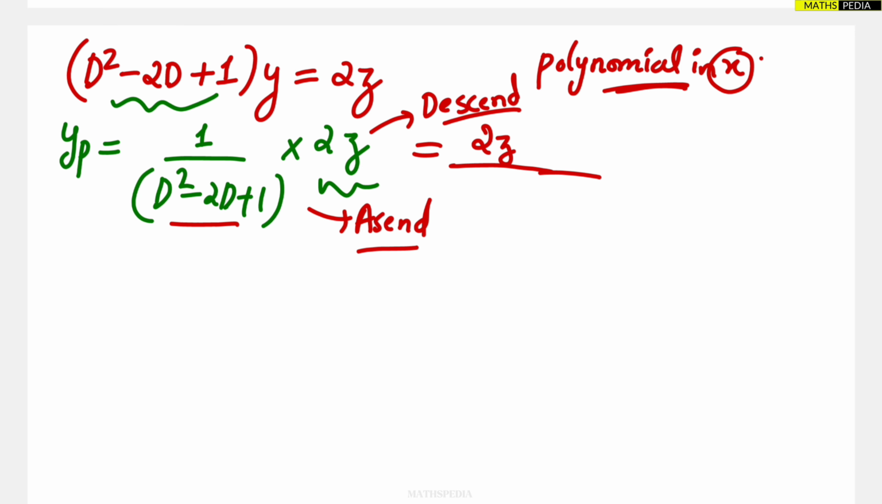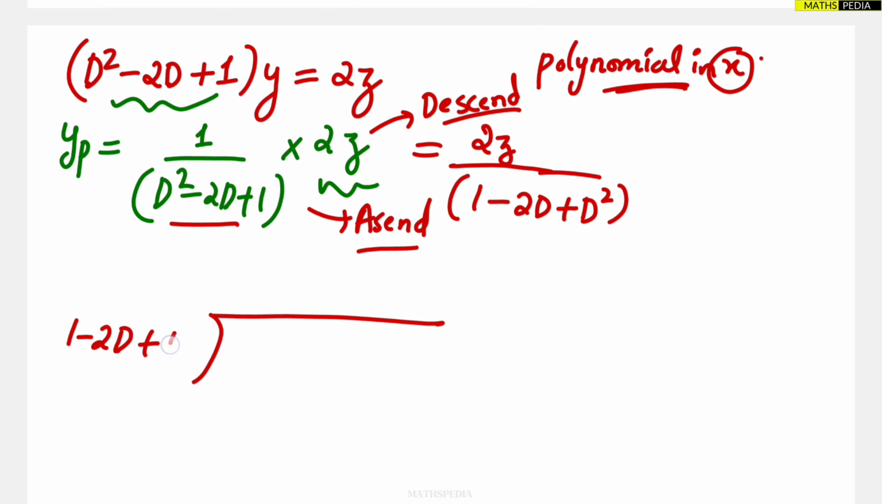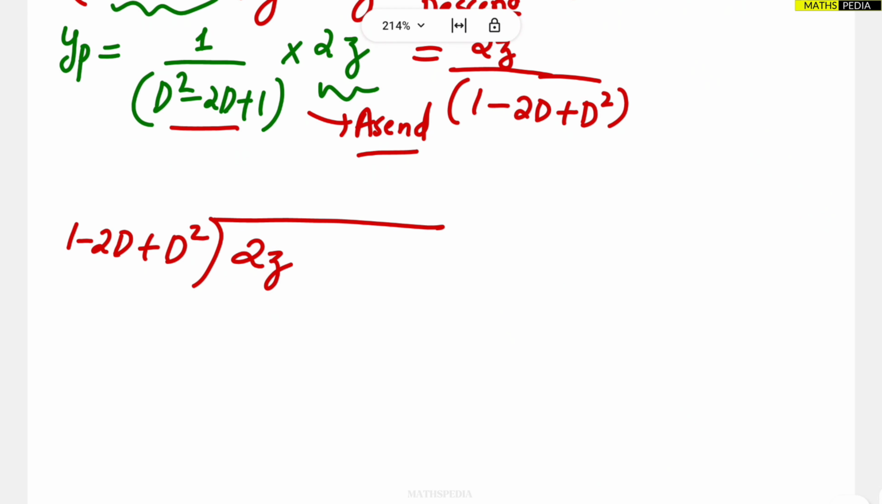So if you arrange this in ascending order, what will it be? 1 minus 2D plus D square. Ascending order, always remember. Now we have to divide both. Carefully, outside it will be 1 minus 2D plus D square, and inside it will be 2z. The variable here is z. Now we have to find the quotient of this division. That will be the yp value.